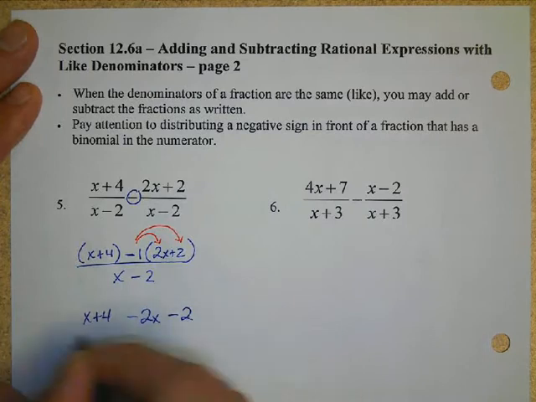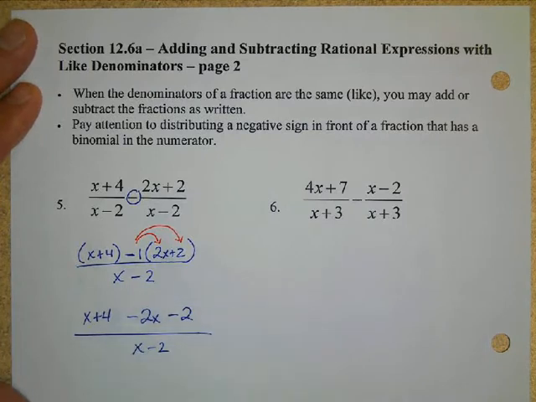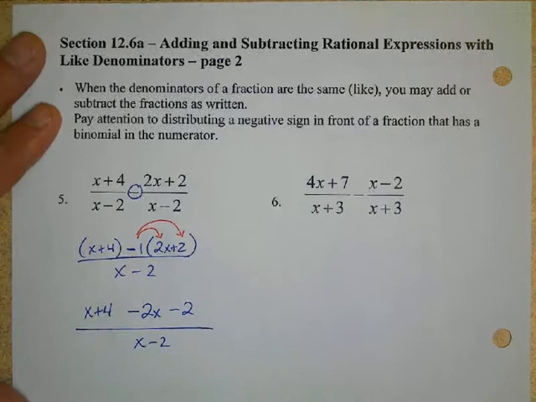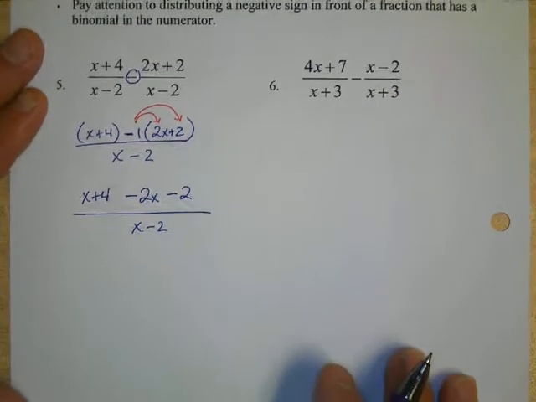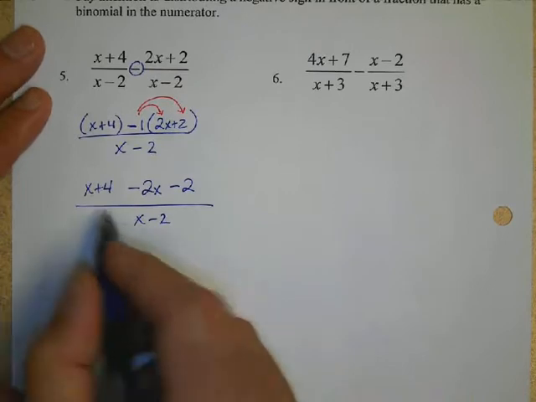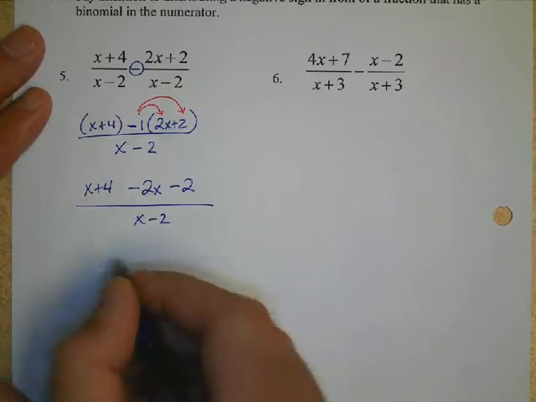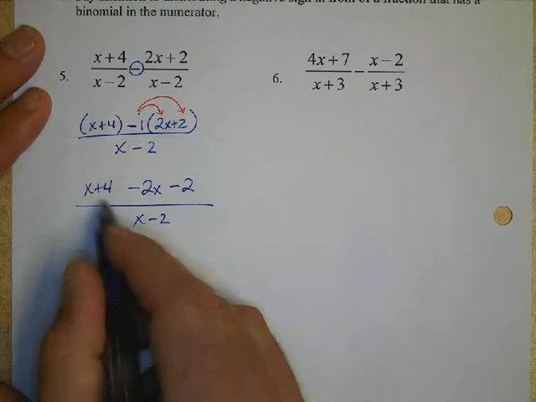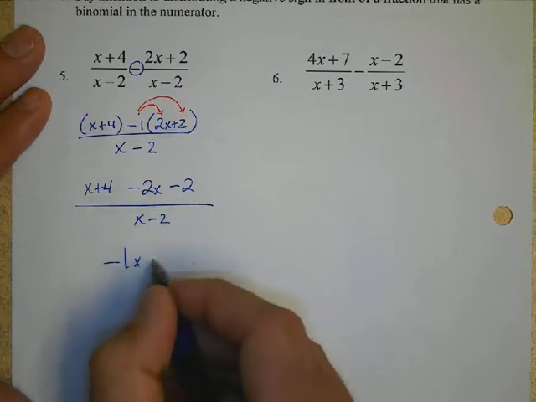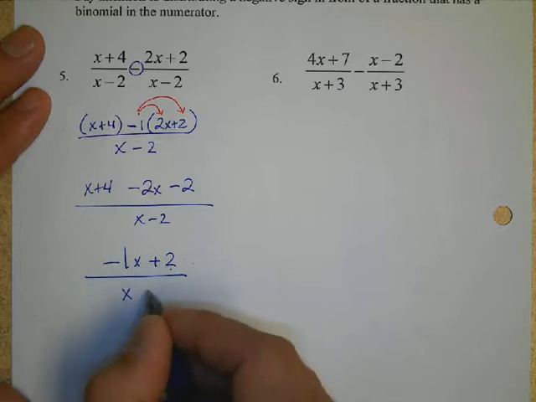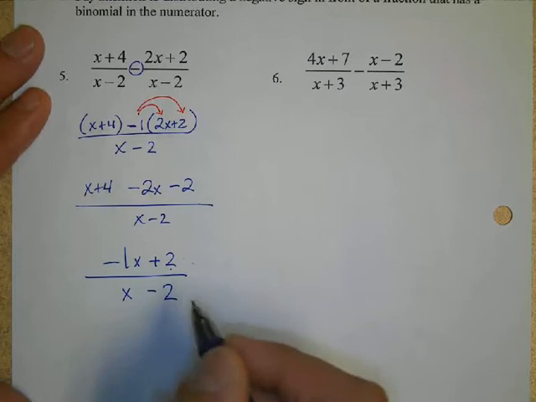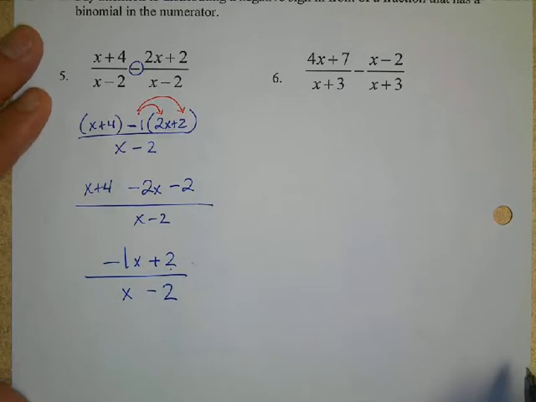So let's do that. x plus 4 minus 2x minus 2, all over x minus 2. Hopefully by writing a minus 1 up top there, we're going to eliminate the problem of trying to do too much in our heads and make the problem a whole lot easier to understand. So x minus 2x is minus 1x, and 4 minus 2 is plus 2. Here we have negative x plus 2 over positive x minus 2.